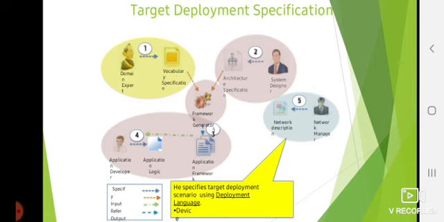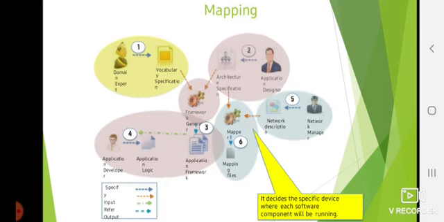The fifth step is the target deployment specification, that means the network manager specifies the network description. Here, the network manager can specify the target deployment scenario using the deployment language. The deployment language mostly consists of the device. Next, we have to see about the mapping.